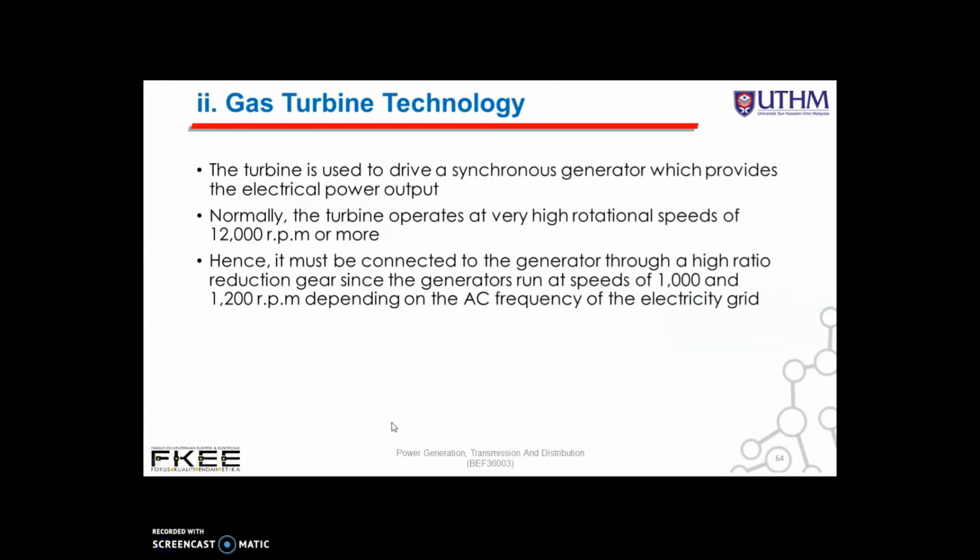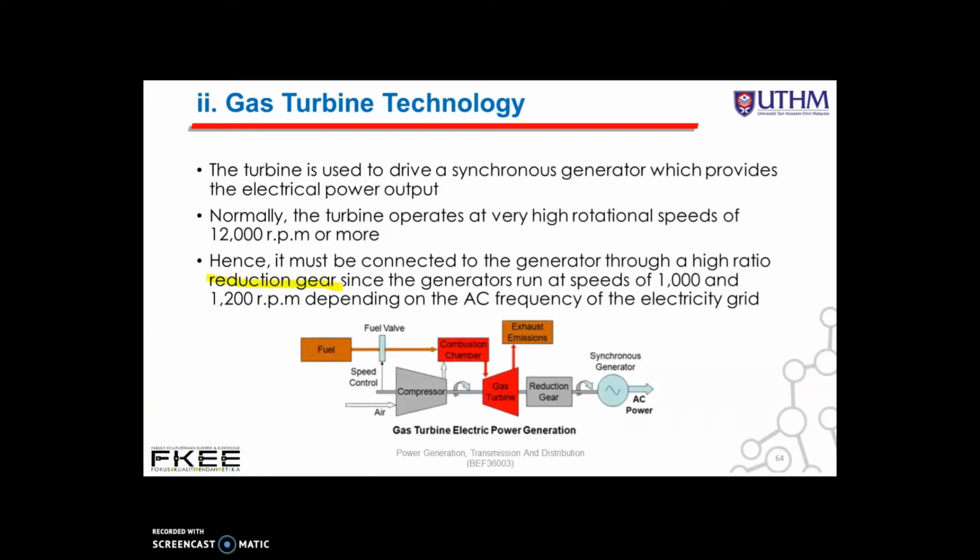Gas turbine technology. So the turbine is used to drive a synchronous generator which provides the electrical power output. Normally the turbine operates at very high rotational speeds of 12,000 revolutions per minute (RPM) or more. Hence, it must be connected to the generator through a high ratio reduction gear, since the generators run at speeds of 1000 and 1200 RPM depending on the AC frequency of the electricity grid. So it is very important to have a reduction gear.